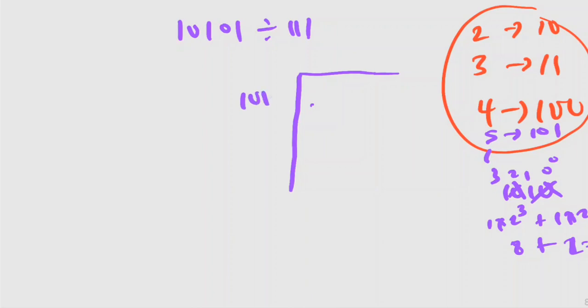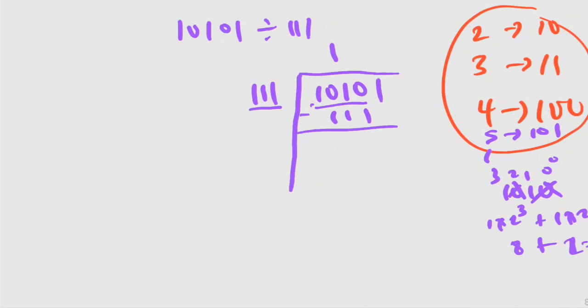So we have 1010, 111, 10101. So you see what I mean now? This is 7, then 7 in 10, that is 1. I hope you understand. And then 1 multiplied by 111, you are still going to have 111. Remember, you are going to subtract. Okay, now let us do our subtraction.